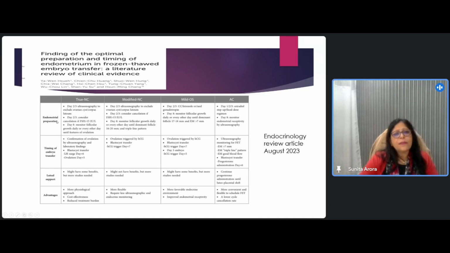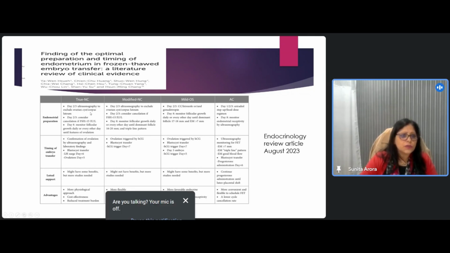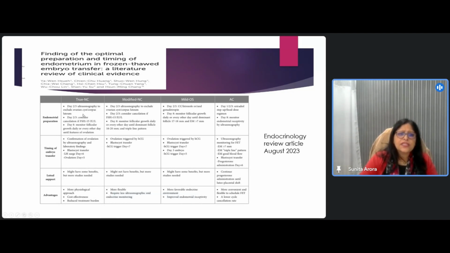So endometrial preparation in true natural cycle. What we have done is day 2-3 ultrasound to exclude any ovarian cyst or corpus luteum. Then on day 2, consider cancellation if FSH is more than 15. Then it is a natural cycle. So I'm calling the patient on day 8. Monitor follicular growth daily or every other day until there are features of ovulation.